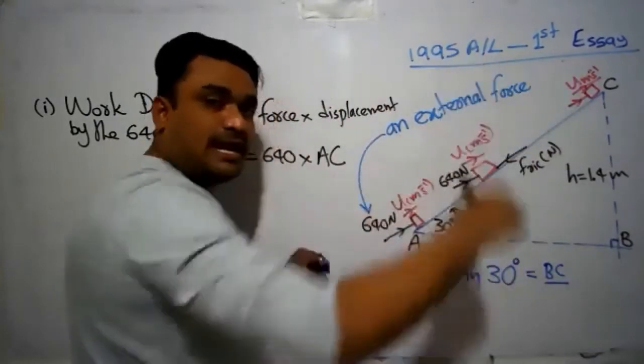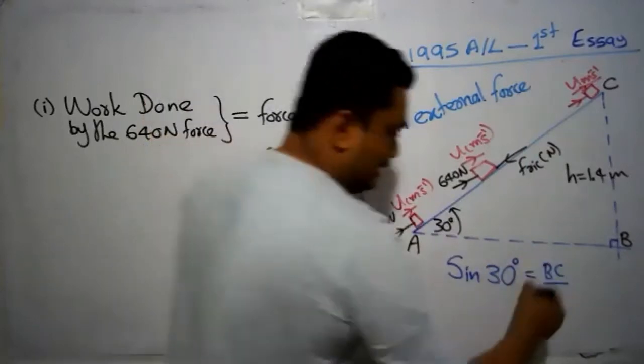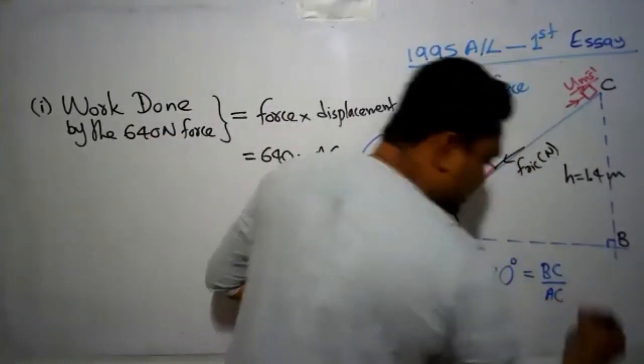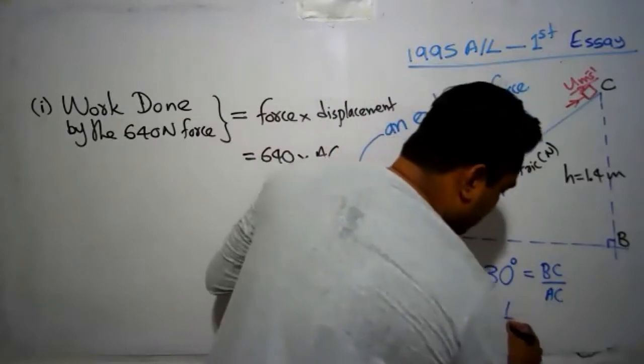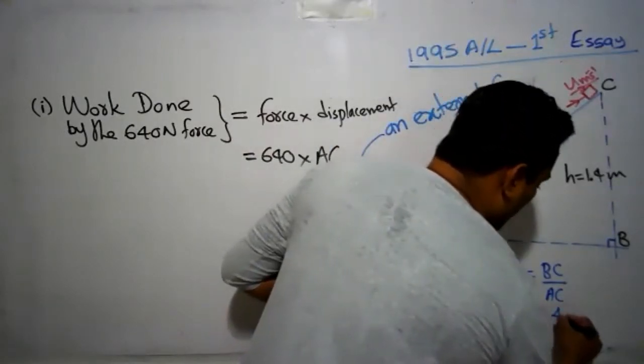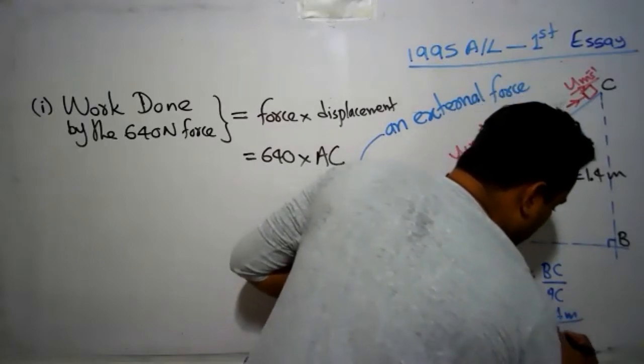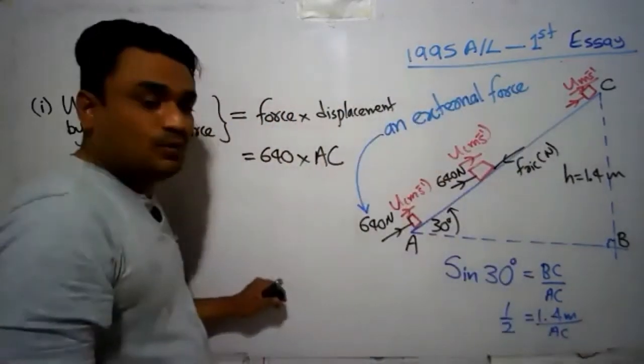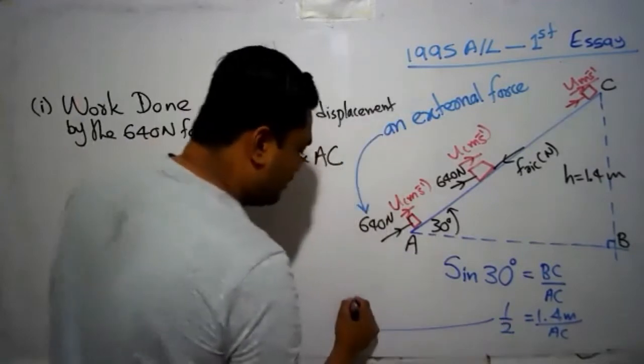Opposite side divided by hypotenuse is sine. Therefore, sine 30 equals BC divided by AC. Sine 30 is half. BC is 1.4 meters. AC is the length that we want to find, so I'll write it somewhere here.